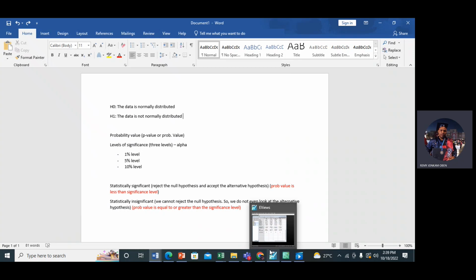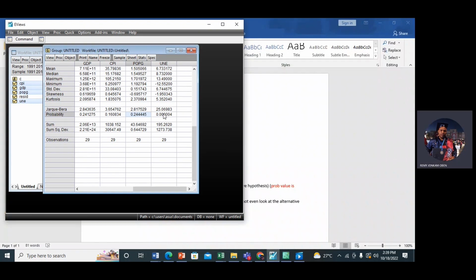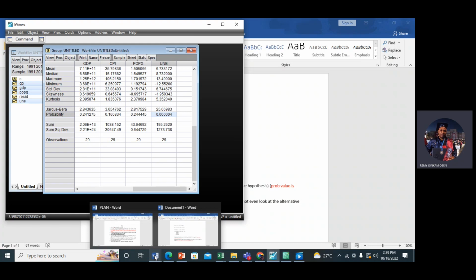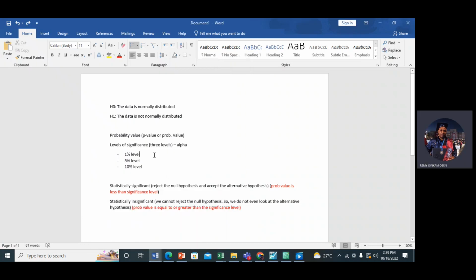Okay. The last variable there is unemployment. Look at the probability value of unemployment. It is 0.00004, which is like 0%. And 0% is less than 1%. Because 0 is less than 1, right? So since the probability value is less than the significance level, it means it is statistically significant.